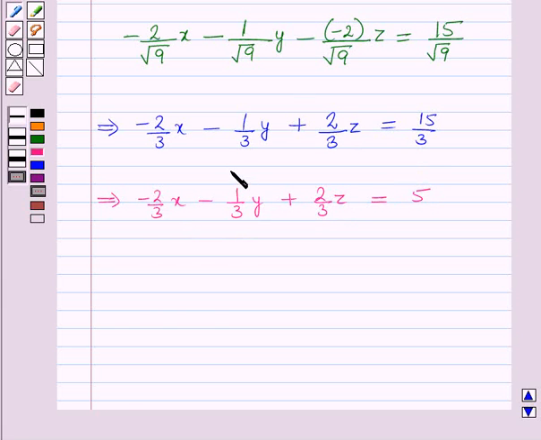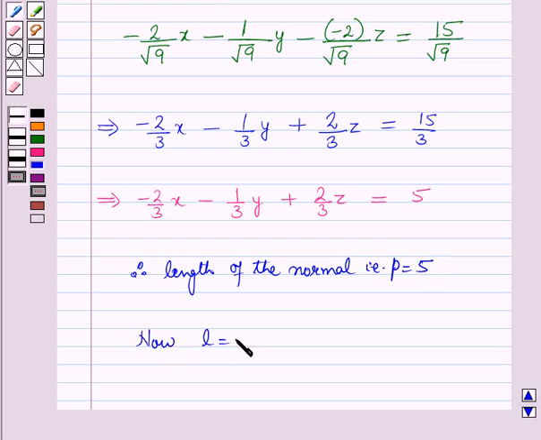Now the equation of the plane is reduced into normal form, that is Lx + My + Nz = P, where L = −2/3, M = −1/3, N = 2/3, and P, which is the length of the normal, is 5. Therefore, the length of the normal, that is P, is equal to 5. Now we have L = −2/3.